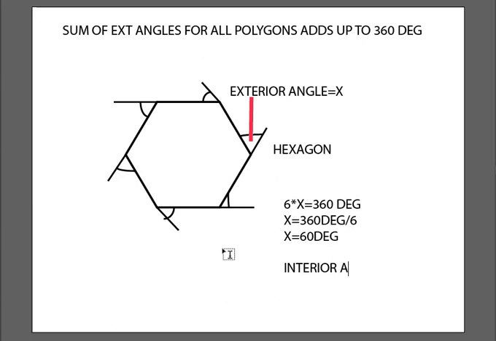One exterior angle is equal to 360 degrees divided by n, where n is the number of sides.